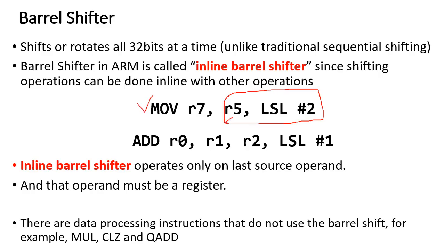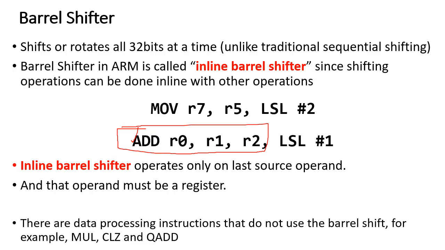That means this left shift operation is on the second operand of the move instruction, that is R5. This is called the second operand, or last operand, of the move instruction. Now what is this? The content of R5 will be shifted towards left for 2 bits, and whatever result is obtained, that result is transferred to R7. Means the result of the shift operation is considered as the source operand for the move instruction.